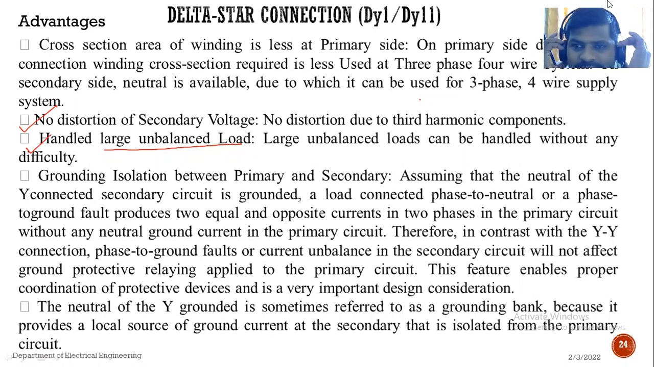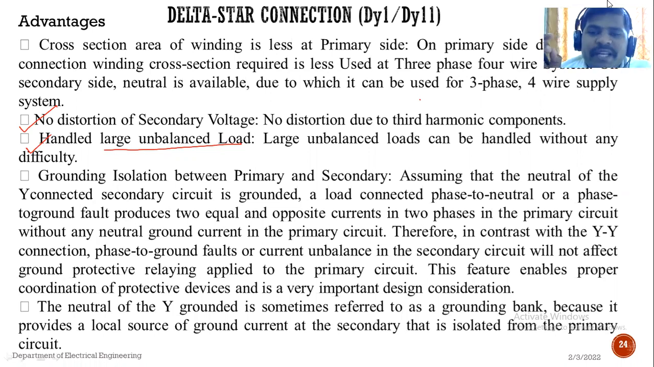प्रायमरी साइडला न्यूट्रल प्रेझेंट आहे का? Whether the neutral can be present on the primary side? No, because it is delta connected. On the secondary side there is a neutral connection, it will be present.